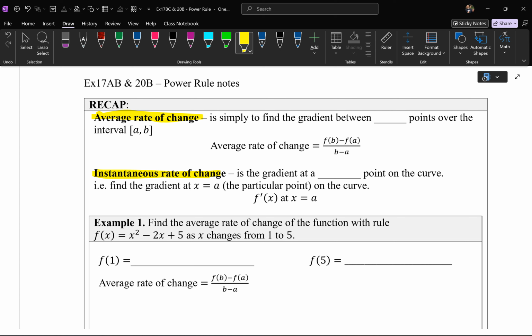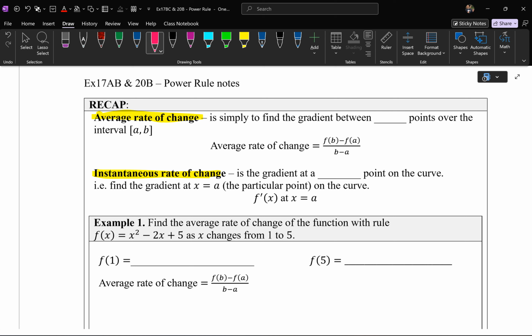Can I please have, let's go into Murphy. Average rate of change is between 2 points. Okay, good. Instantaneous rate of change is 1 point. Good. So, for those who didn't catch that, average rate of change, the key point is 2 points. You need something between 2 points. And instantaneous is only 1 point.